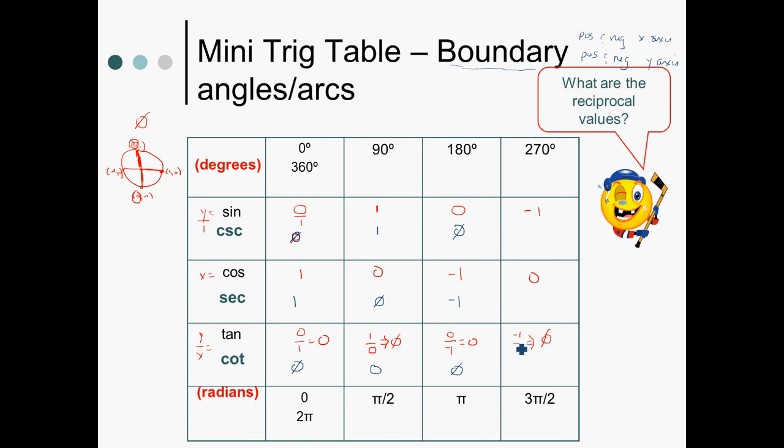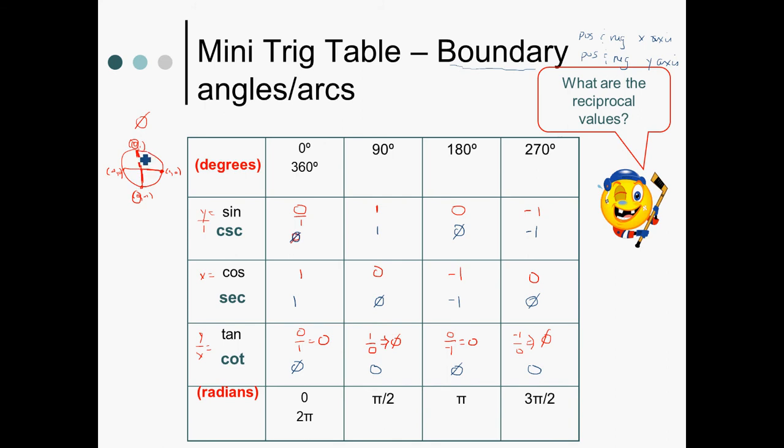The cosecant of 3 pi over 2 is negative 1, but the secant of 3 pi over 2 is undefined. The cotangent of 3 pi over 2 is not the reciprocal of undefined. There's no such thing. There's a reciprocal of negative 1 over 0, though, which is 0 over negative 1, or 0. So those are all my boundary angles and arcs.